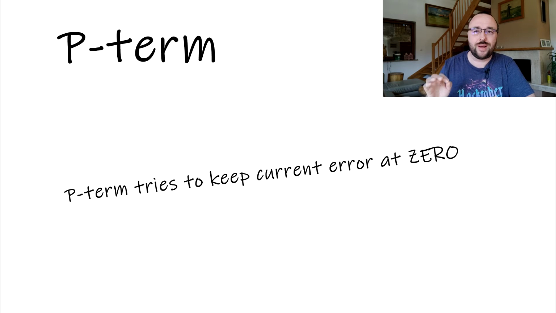P term has a very simple goal. The P term tries to keep the current error at 0. This is exactly what the P term does. If the current error is above 0, then it tries to lower this towards 0, and if it's below 0, then it tries to raise it towards 0. P term only keeps the current error, in this very specific moment, at 0. At least it tries.